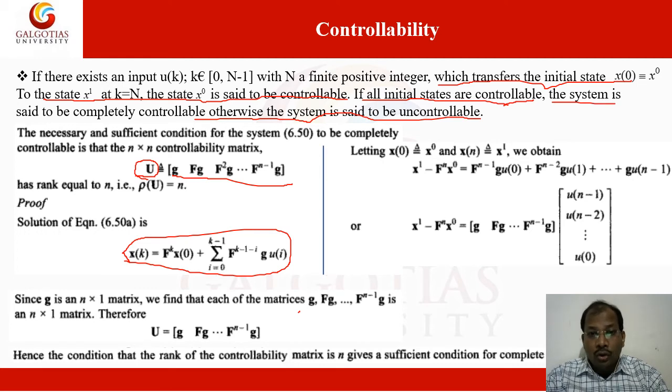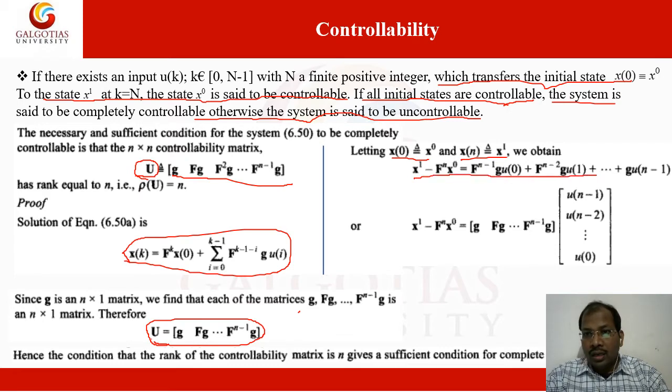So we put k equal to 0, k equal to 1, k equal to 2, and so on up to n minus 1. When we put these in, we get the same form, and combining them we get U in this form. The condition that the rank of the controllability matrix is n gives the sufficient condition for complete controllability. Here x0 is the initial value and xn is the final value, so here we are putting in the same equation.